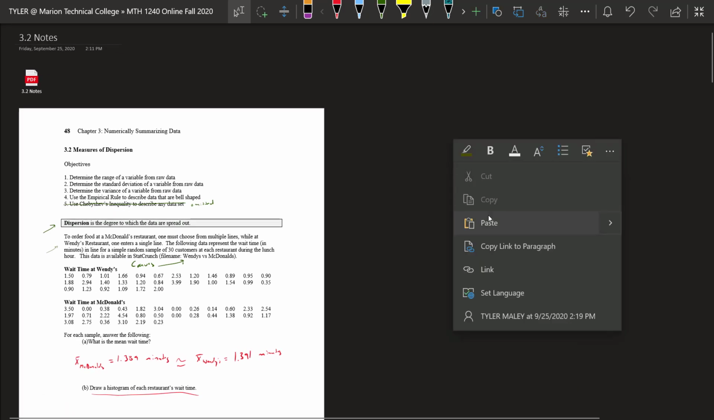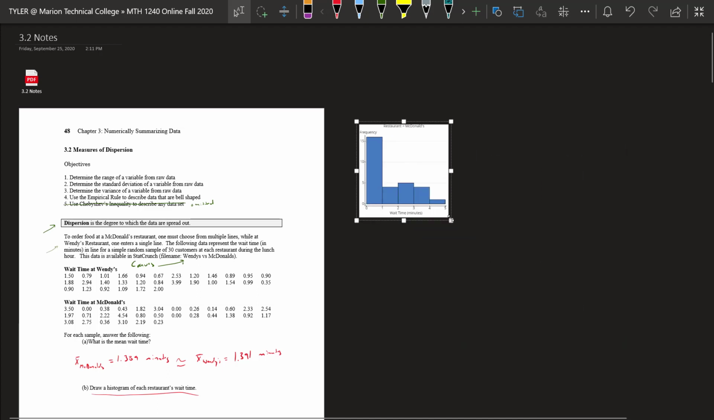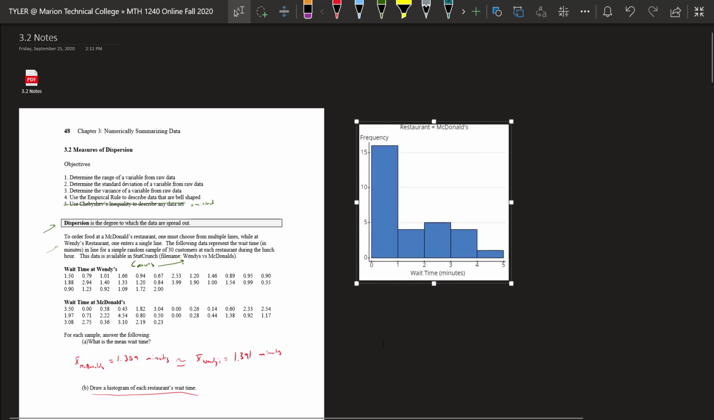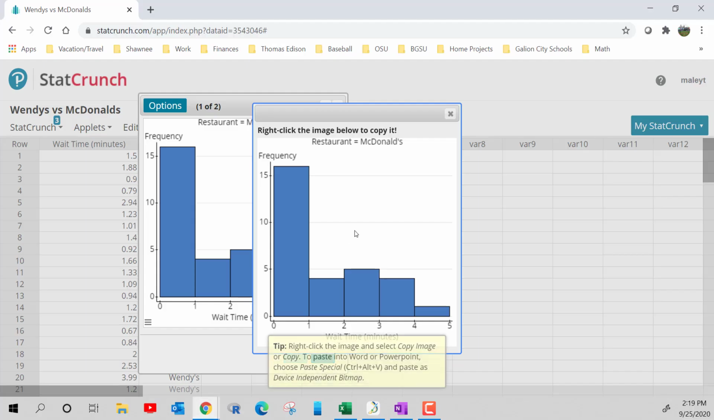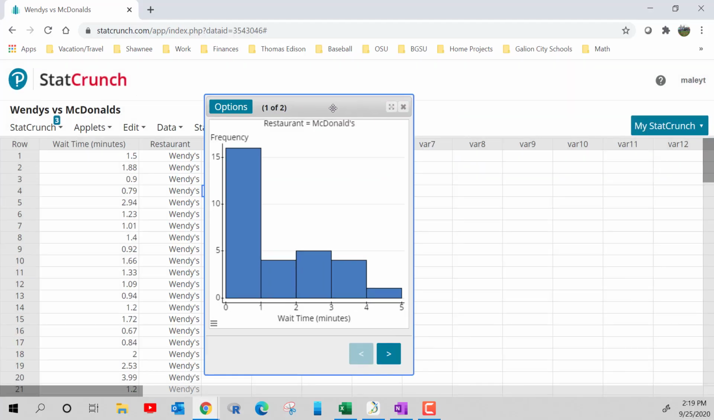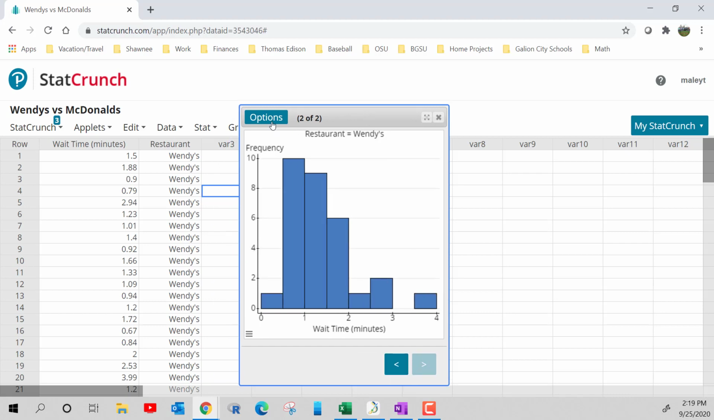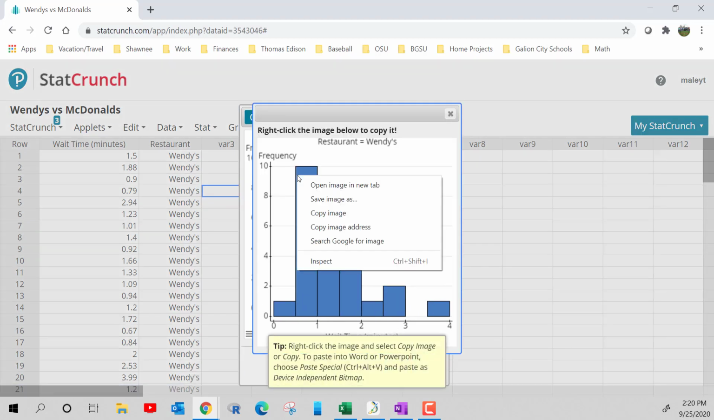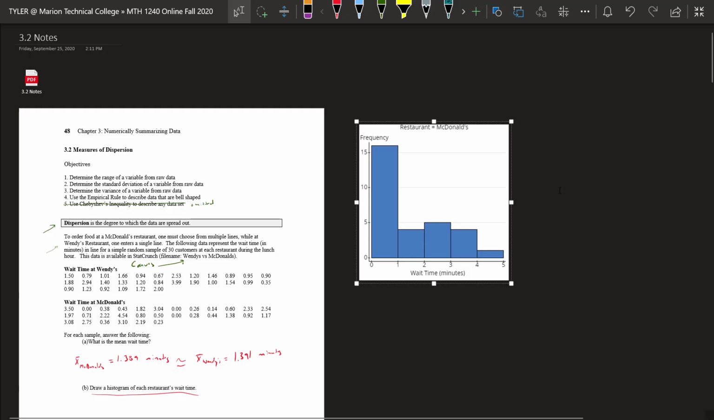into my notes, and then I'm going to grab the other one. Close this, and I can just click over to the right arrow to get the other restaurant. I'm going to copy this one, and I can paste that in my notes also.